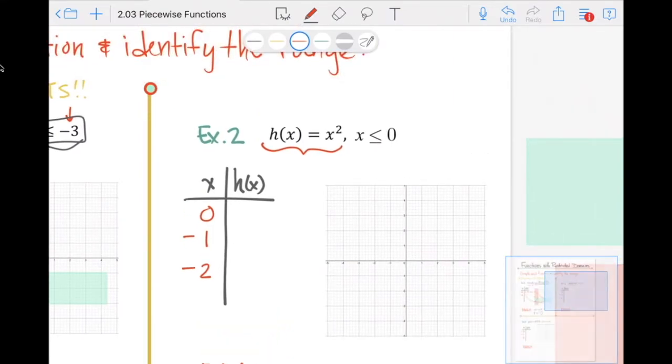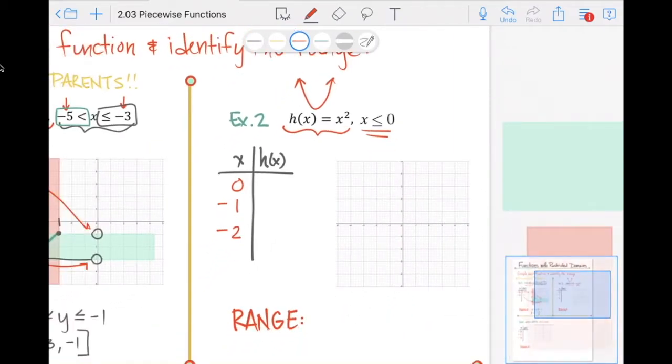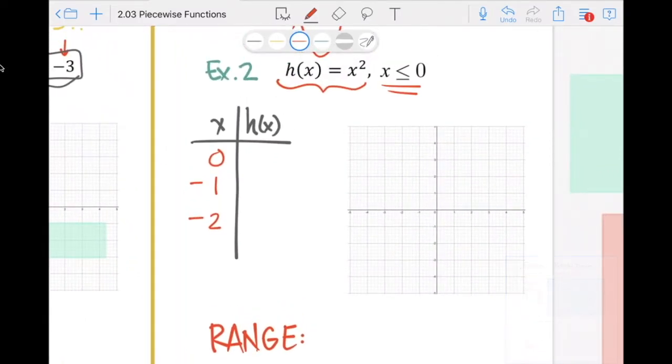So it's going to look something like that. Now notice our domain is restricted to x can only be less than or equal to 0. Now because this has a curve, I would recommend at least plugging in 3 points. So if we plug in a 0 for x squared, we'll have 0 squared, which is equal to 0.